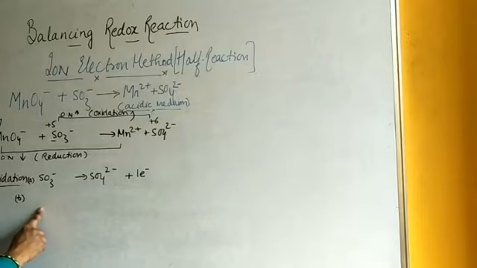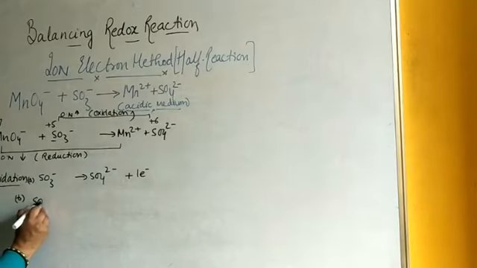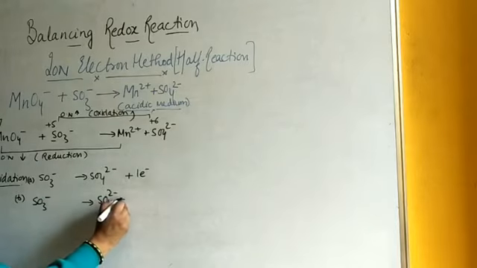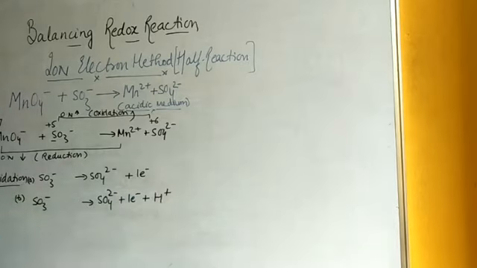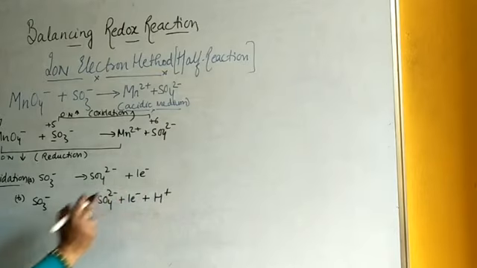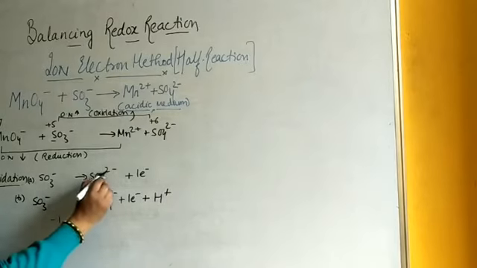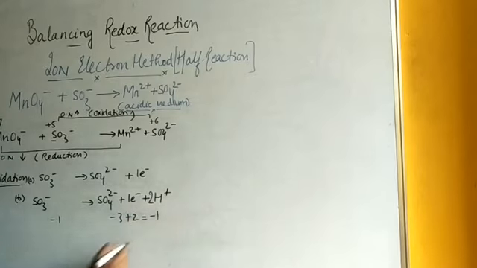So how can we balance it? It is acidic medium, so we are going to add H positive, right? So it is SO3 negative gives SO4 2 negative plus 1 electron here. We are going to add H plus, right? If we add H plus, students, how much H plus do we have to add here? It is minus 1 here and minus 3 here. So to get it balanced, we have to add 2H plus in this way. So we have added 2H positive.